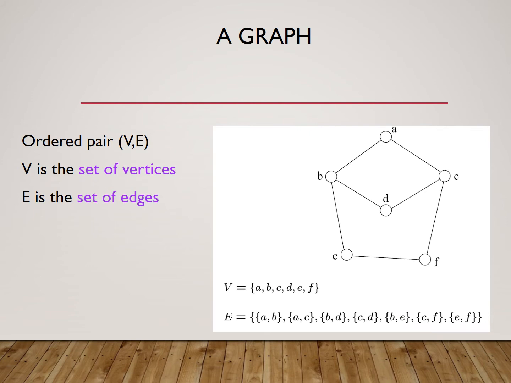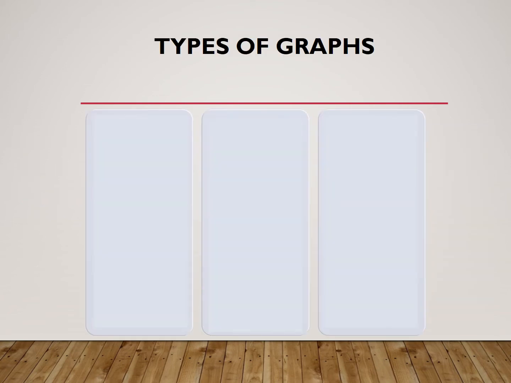So basically, a graph is specified by the ordered pair V and E, where V is the set of vertices and E is the set of edges. There are several ways to classify graphs.